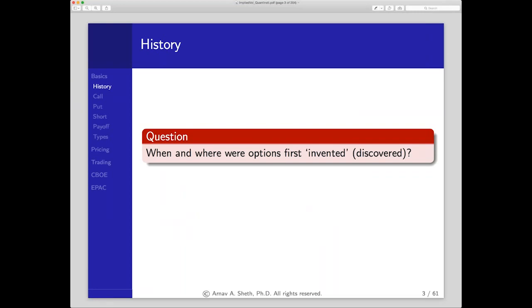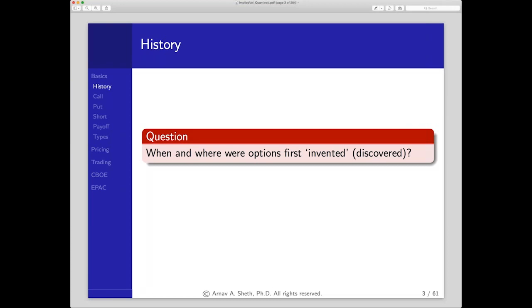So I always like to start any talk about options with the history, because I find that a lot of people really don't know when and where options were first invented or discovered.